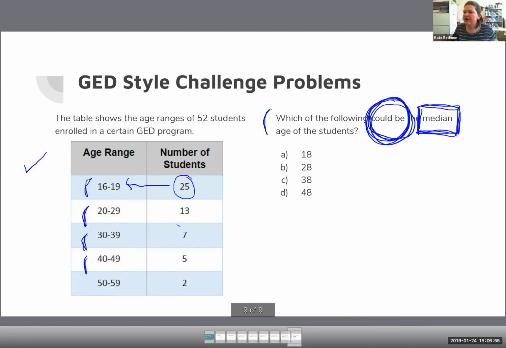Well, let's start here. How many students are there? 52. There are 52, Serenity. Where'd you get that number? At the top of the problem. At the top. Serenity's like, I read the directions because I've done one-on-one with Kate enough times. I know I got to read that.